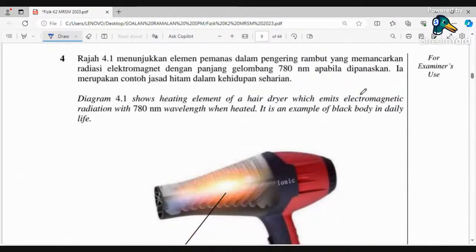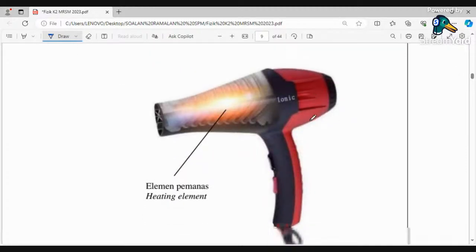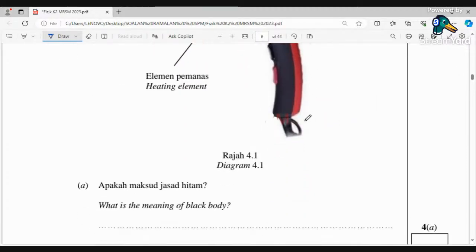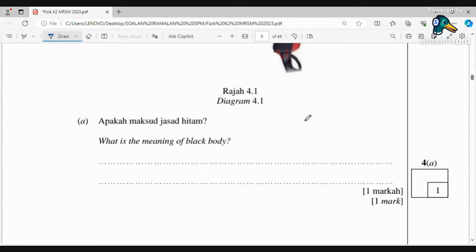Okay, number 4, diagram shows heating element. Hair dryer emits electromagnetic radiation, wavelength. It is an example of black body in daily life. What is the meaning of black body? Soalan tanya black body, ni tajuk Fizik quantum.